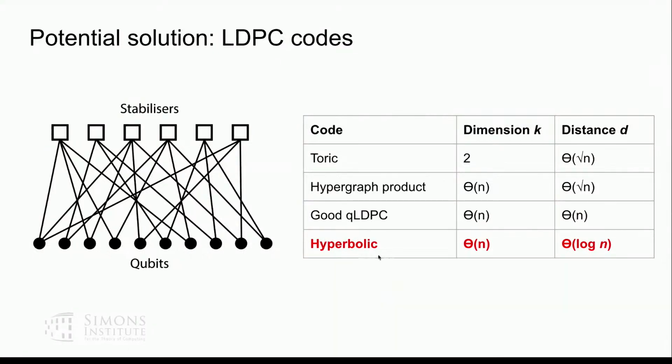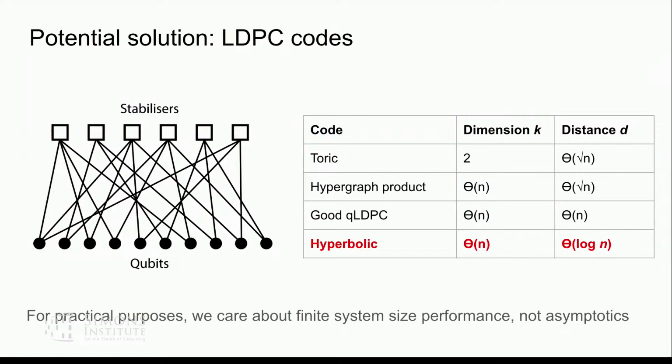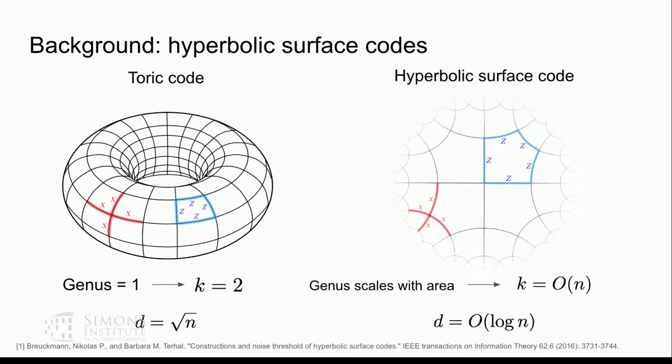Now I'll be talking about hyperbolic codes, which at first glance might not look quite as exciting as these recent asymptotic results. They have a linear dimension k in the number of physical qubits, but only a logarithmic distance. But for practical purposes, we care about the finite system size performance and not the asymptotics. And it turns out that some families of these hyperbolic codes can have very good performance in practice for the sort of finite system sizes we care about and for the logical error rates we care about.